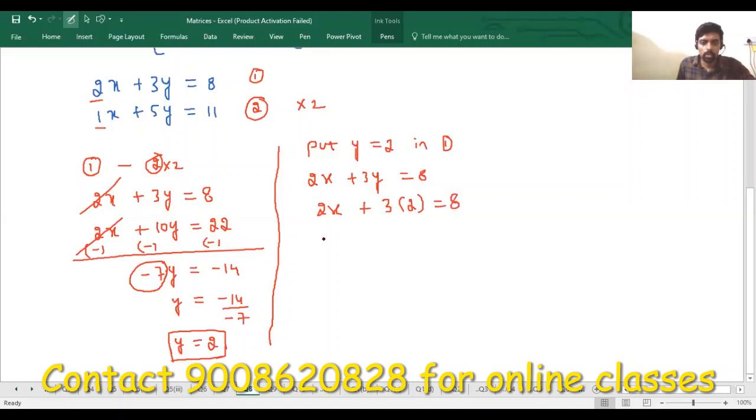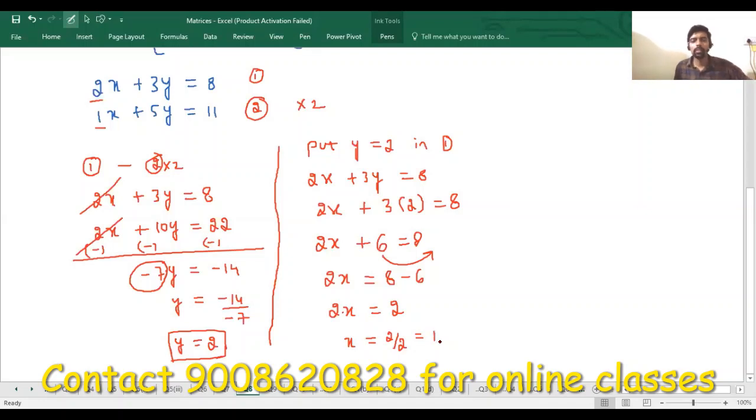So 2x plus 3 into 2. So guys, how much is 3 into 2? 6 is equals to 8. Therefore, 2x equals, shift 6 to other side, 8 minus 6. And 2x is equals to, how much is 8 minus 6? 2. And x is equals to, into 2 becomes divided by 2. So 2 divided by 2 is 1. This is the value of x.